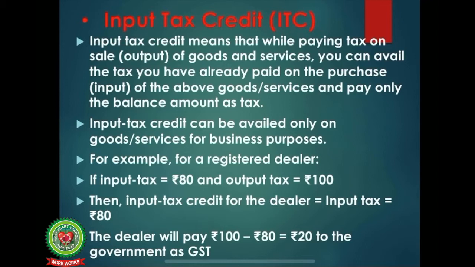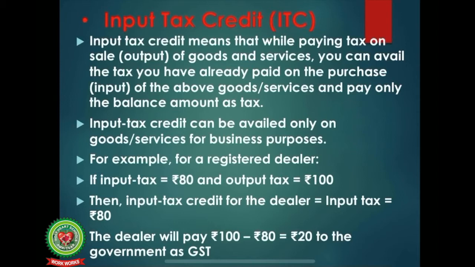as the GST. Now students, this is what we need to remember: a dealer of any product is going to purchase that product, and then he is going to sell that product. While he purchases that product, he pays a tax on it, and that tax is called the input tax. And when he sells that product, he charges a tax from the customer, and that tax is called the output tax.